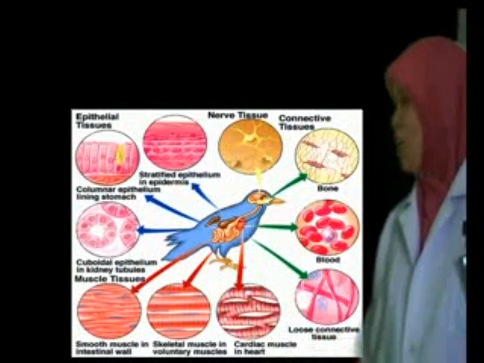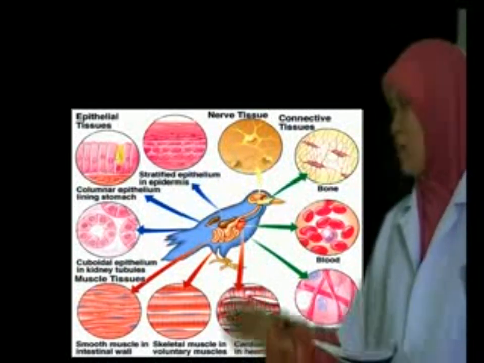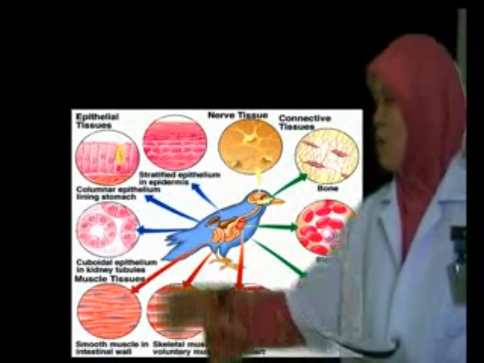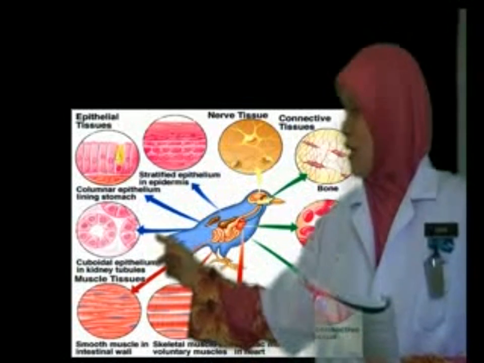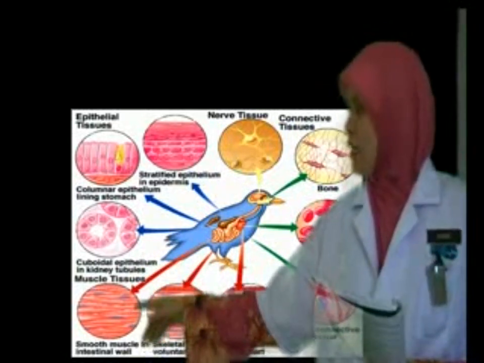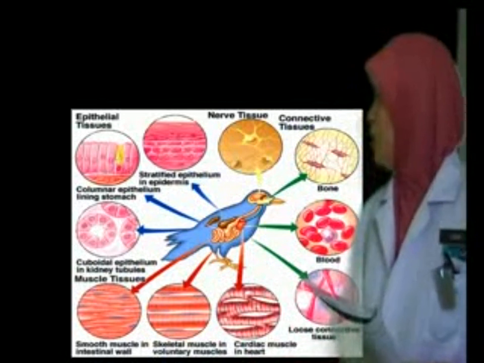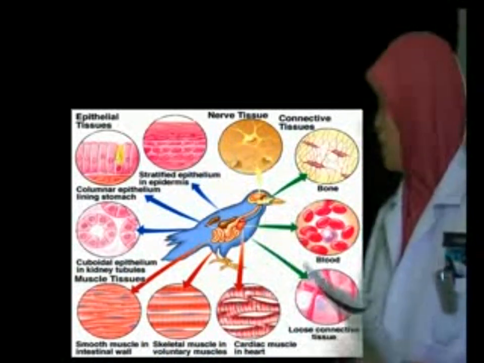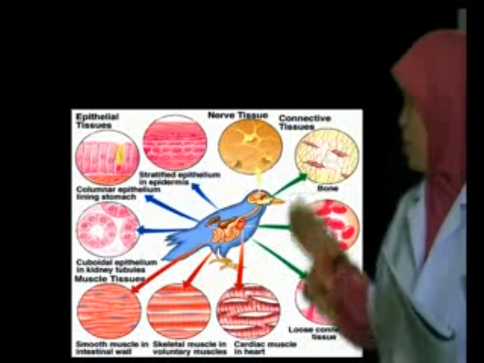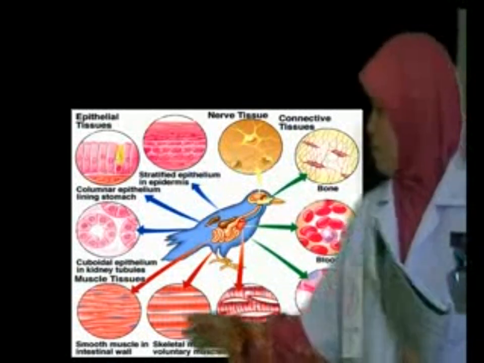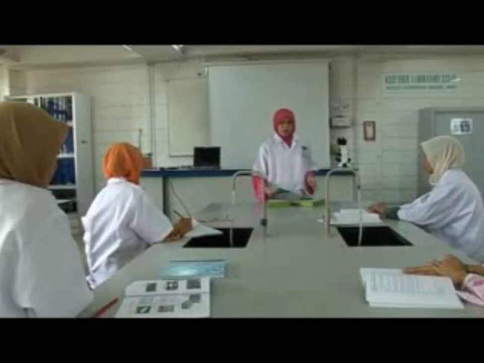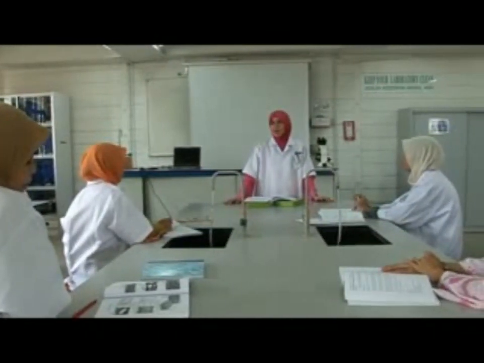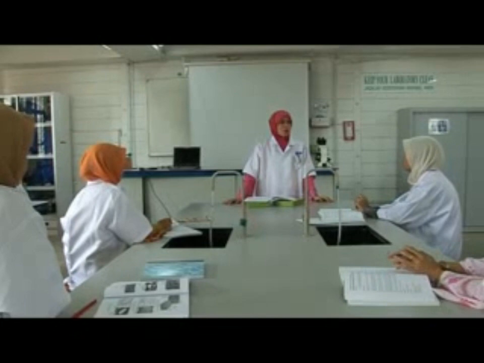Look at the slide here. If we take any vertebrates, for example, this bird, you will find all the tissue in the various parts of the animal. The epithelial tissue lines the stomach, the kidney, and also the epidermis. The nerve tissue is in the central nervous system. The connective tissues as the supporting tissues, and the muscle tissues for movement and contraction. Now, apart from naming all the tissues, you should also know how the tissues look like. So that is what we are going to do today.